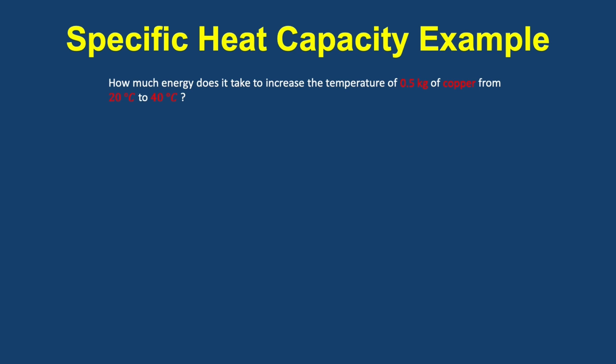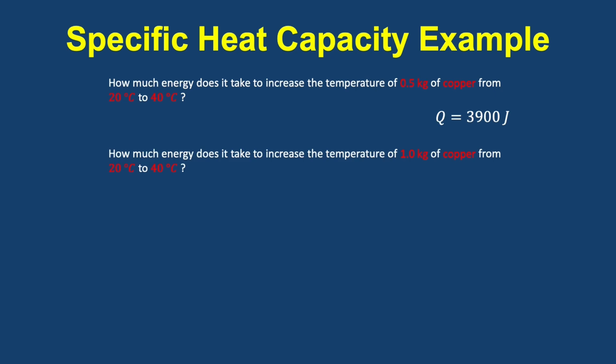So, we've answered our first calculation for specific heat capacity, and we came up with an answer of 3,900 joules. We had a mass of 0.5 kilograms. We were working with copper, and the delta T was from 20 degrees to 40 degrees Celsius. What would be the answer if, instead of 0.5 kilograms of copper, we had 1 kilogram of copper? Well, if we did the calculation again, we would get 7,800 joules, double the mass, double the heat.